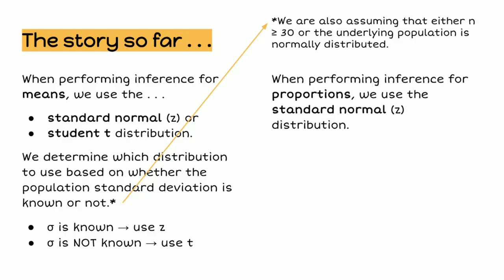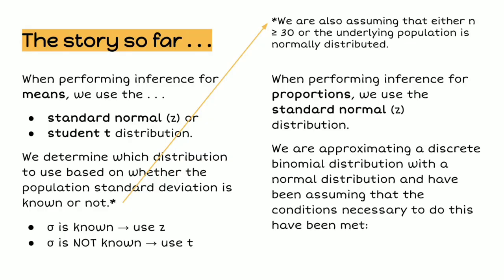When performing inference on proportions, we used the standard normal distribution with some limitations. We were approximating a discrete binomial. Because proportions are inherently binomial, we're dealing with things that are either a yes or a no, a success or a failure. And in order to approximate a discrete distribution with a continuous one, we needed to meet the large counts condition, which was n times p is greater than or equal to 10 or 5, depending on whose textbook you're looking at, and n times q is greater than or equal to 10 or 5, depending on which textbook you're using.